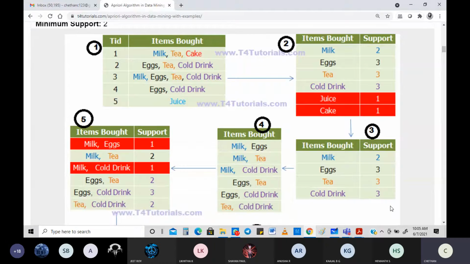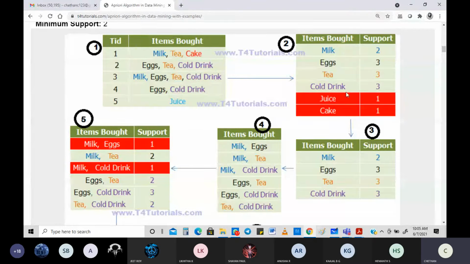But this is with regard to 1. So I need to do it for two items together. How many items are there? You can check right here: 1, 2, 3, 4. Why only 4? What about juice and cake, you may ask? Juice and cake are already taken out in the first instance itself, so you don't have to take them into consideration here. So there are 4 items. If you take 2 together, that is 4C2. What is 4C2? 6. You get 6 combinations of these 4 items.